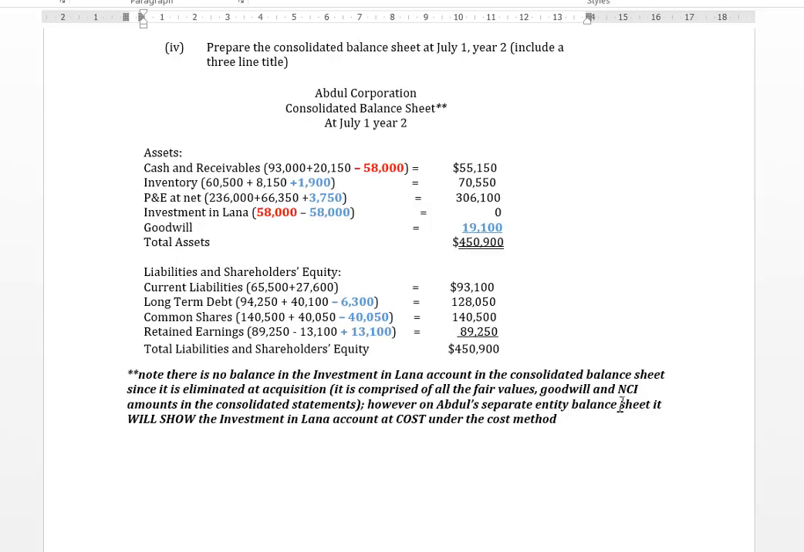Notice we did not do a consolidated income statement. Why? Because there's been no income earned while the two parties have been related. We're just doing a consolidated financial statement at the date they became related, so the only statement we can do here is the consolidated balance sheet. We'll learn more in a subsequent chapter how we can do consolidated income statements when the parent and the subsidiary have been related beyond the date of acquisition. Right now we're only at the date of acquisition.